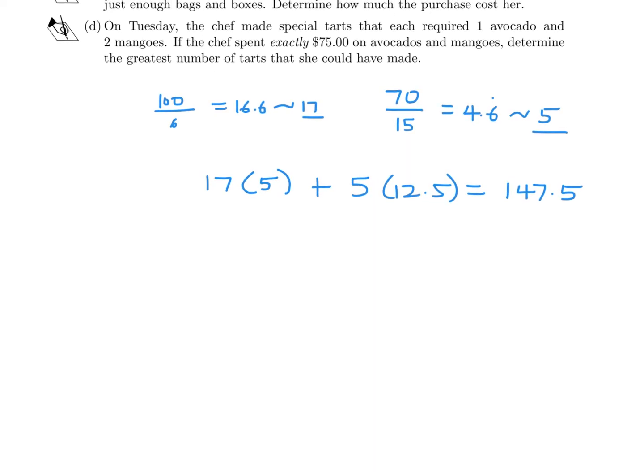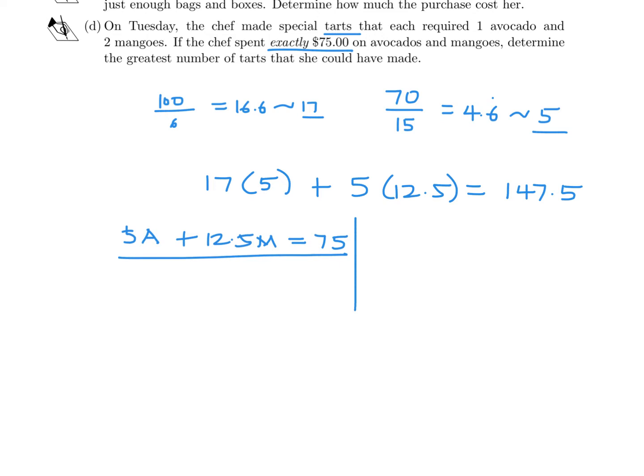And then finally, on Tuesday, the chef made special tarts that each required 1 avocado and 2 mangoes. If the chef spent exactly $75 on avocados and mangoes, determine the greatest number of tarts that she could have made. Okay, so let's see here, $5 times the number of bags of avocados, and then $12.50 times the number of boxes of mangoes. So I'll represent them by A and M, and that's going to be 75. So this is the equation, because they're telling you it's exactly 75.